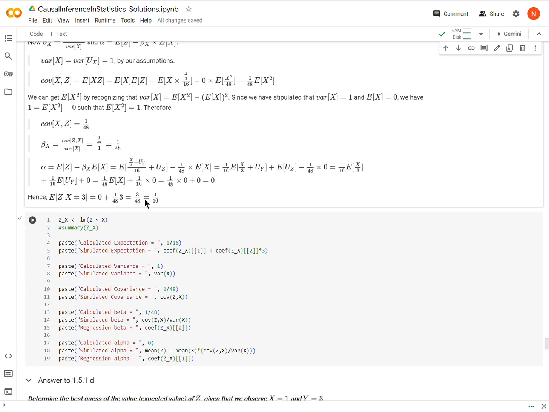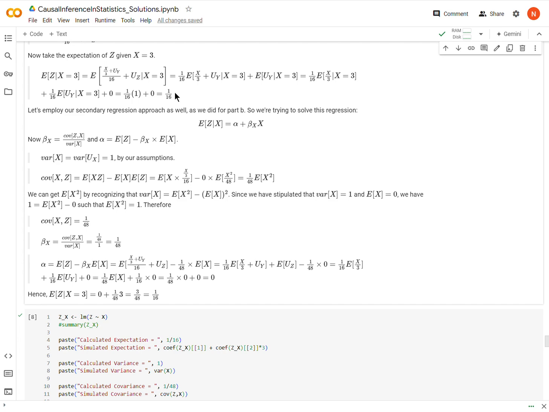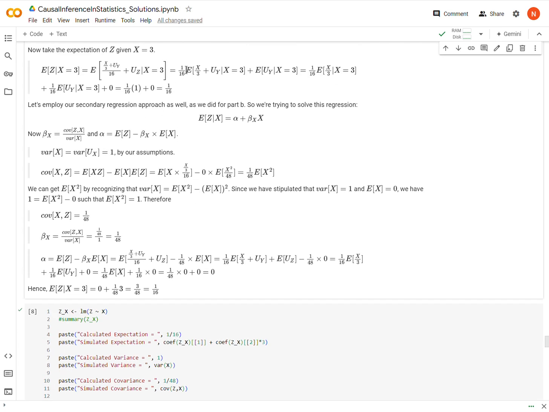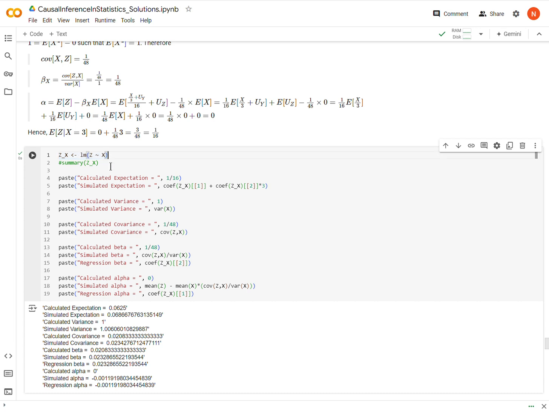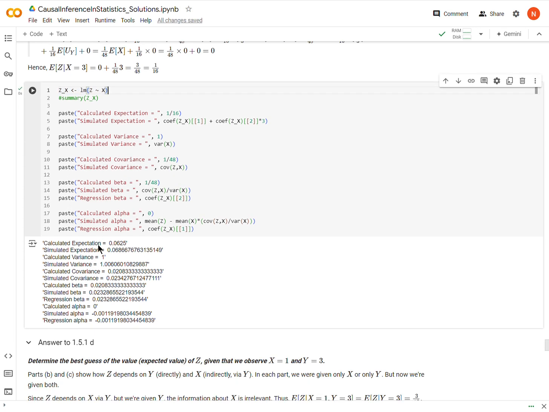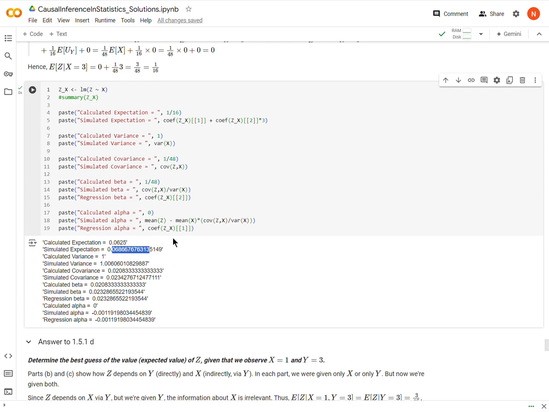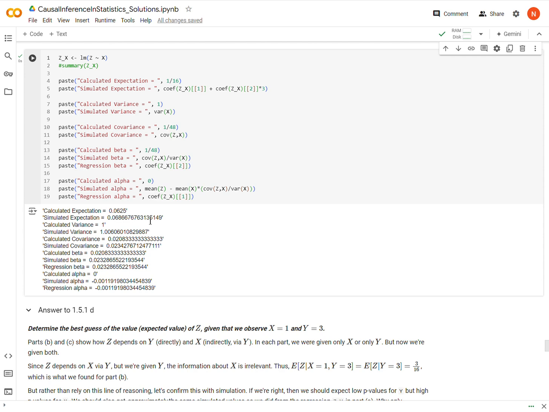Okay, but in the end, the question that we're really meant to answer is, what is the expected value of z given that x equals 3? By our regression calculations, we get 1/16. That's the same answer that we got for the expectation, or the linear expectation, or the simple expectation operations. Okay. And when we actually run regression, that's also what we get. So with simulated expectation, we get about the same values, right? So this decimal is about 1/16, or this one is exactly 1/16. This one is approximately, because it's done with simulated data.